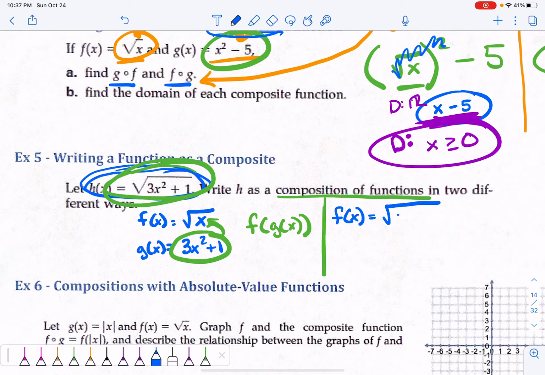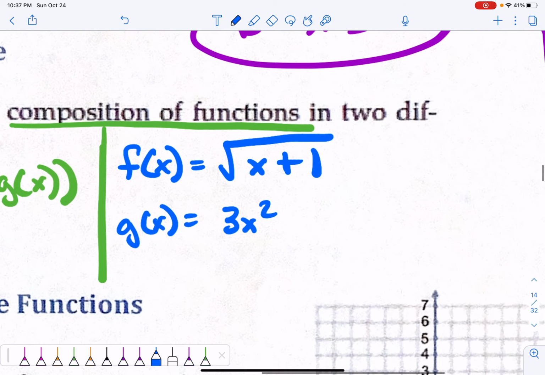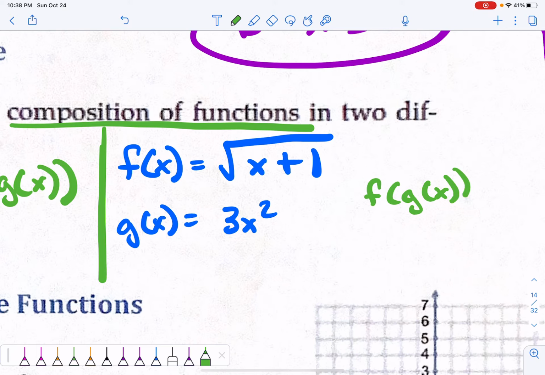Let's say the square root of x plus 1, right? Then g of x would just be 3x squared, okay? And then this would look like f composed of g of x, and it's like taking this and shoving it into that spot. So that's one thing that we could do, right?